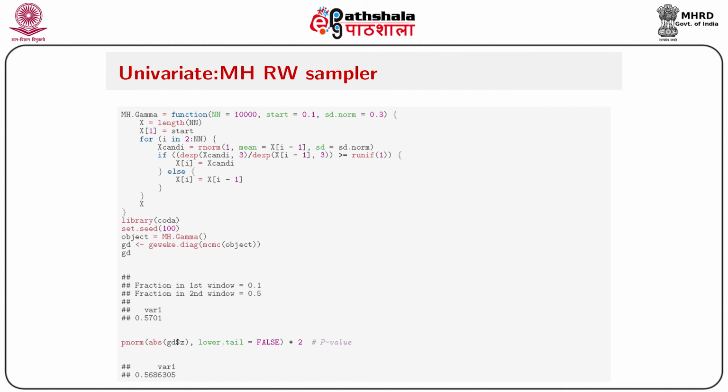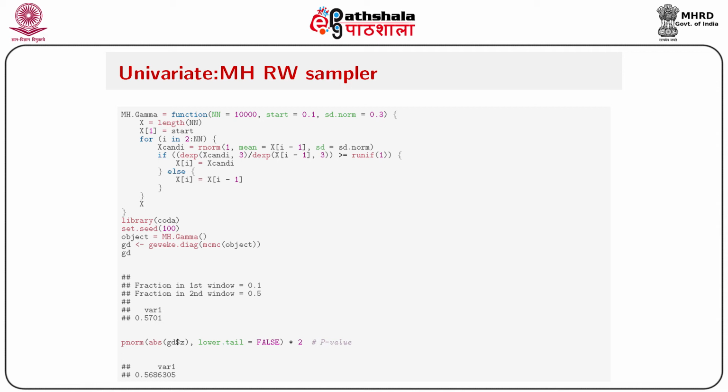So here is one example of sampling from a gamma distribution. This function is developed just for drawing gamma variates by a Metropolis-Hastings random walk sampler. So this is the Metropolis-Hastings random walk gamma sampler that has been defined here. Now I'm using the library coda, then set seed 100, then the object equals the gamma sampler, which will give you the gamma samples, where I specified 10,000.